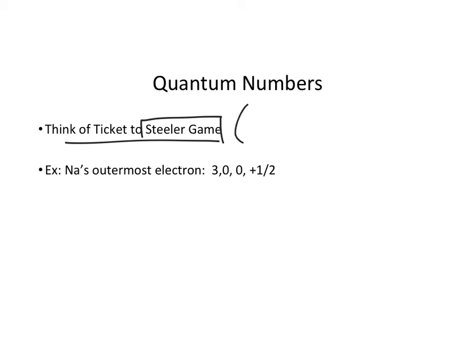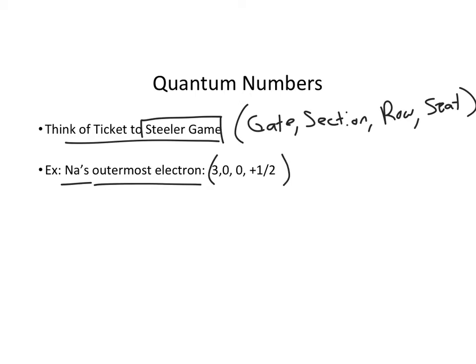So I would have something like a gate number, and then it would tell me what section I'm in, and then it would tell me the row, and then it would tell me the seat. Quantum numbers are really similar to that. So if I'm looking at sodium, its outermost electron has the seat numbers right there.